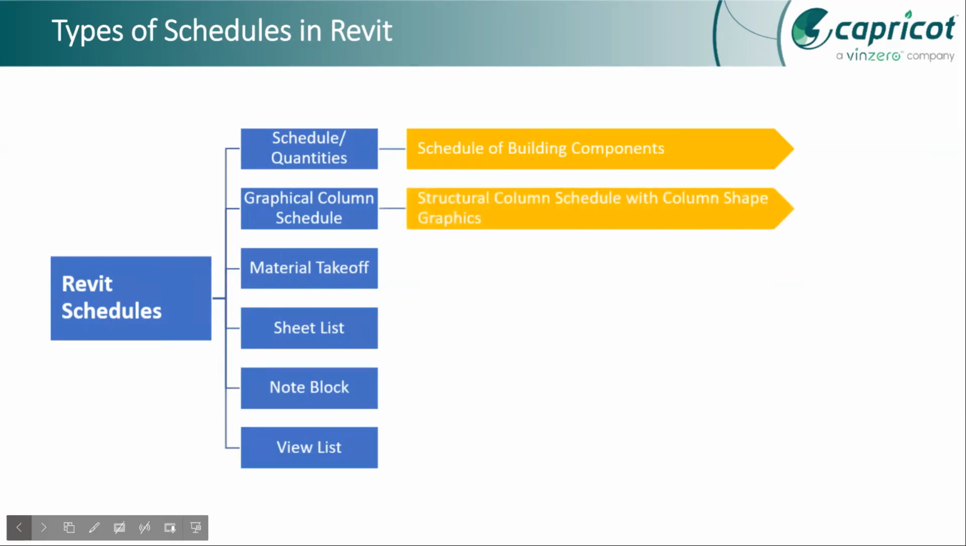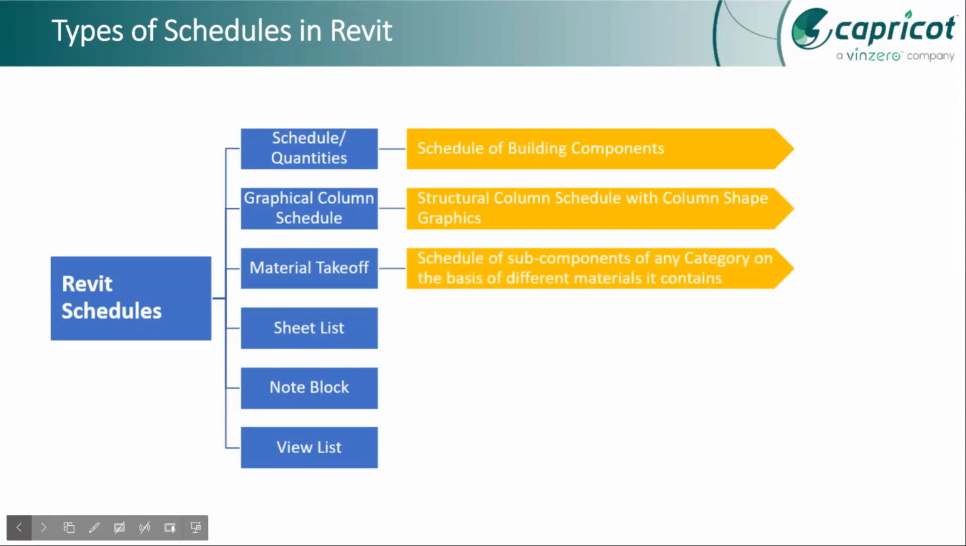Then you have the graphical column schedule, which will help you see the column shape according to different floors and understand how the column is acting on different floors. That will help in generating the column part on site so that no errors are faced there. You get to know how the column is decreasing or increasing on different floors. That can be done through the graphical column schedule.